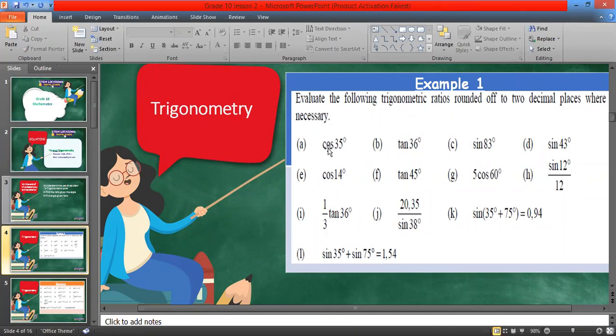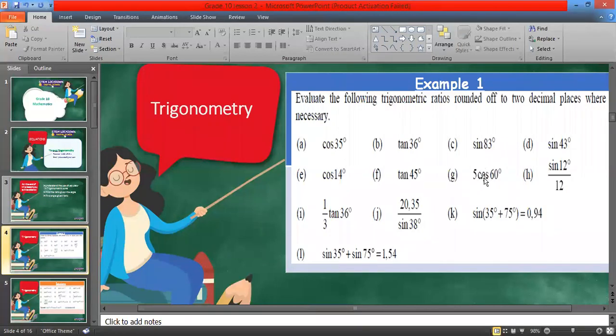So for example, you have to find cos 30. You should be able to know where your cos is on your calculator. You've got all three ratios: the cos, the sine, and the tan. So you should be able to find your cos 35 and approximate it to 2 decimal places. Just punch cos 35 equals, and you get your answer. Tan 36, you can do that as well. Just punch your calculator, get your answer, then put it in 2 decimal places. Same applies to sine 83, and then sine 43, also cos 14 and tan 45.